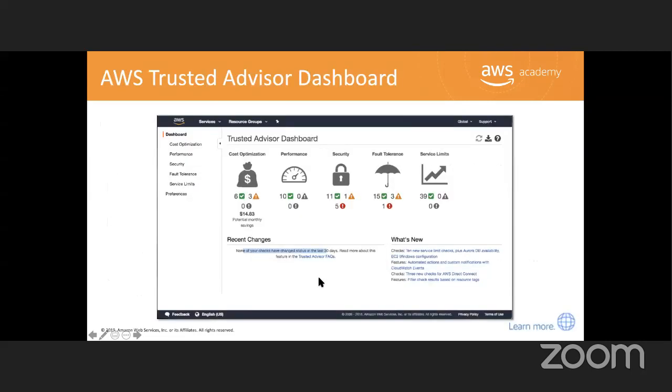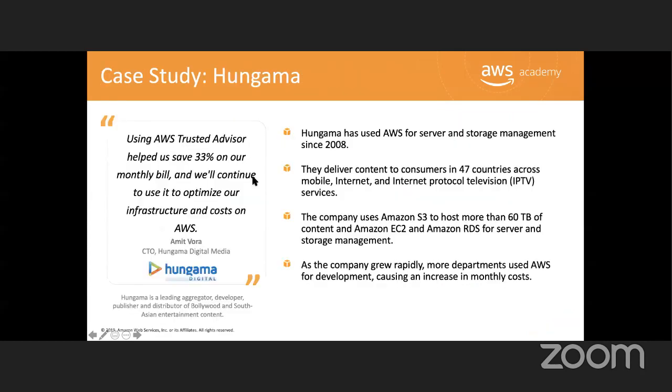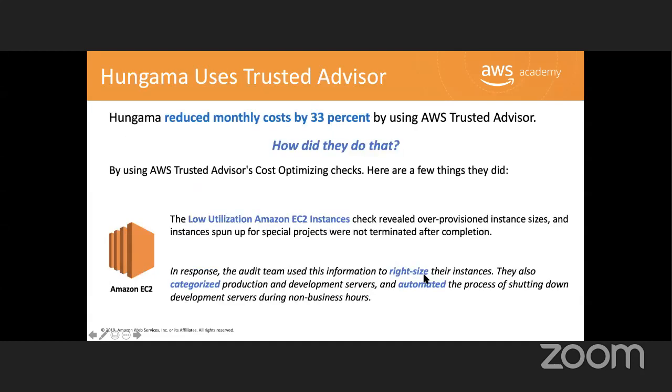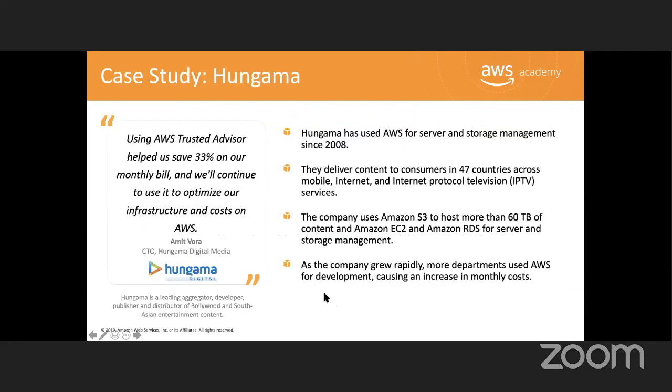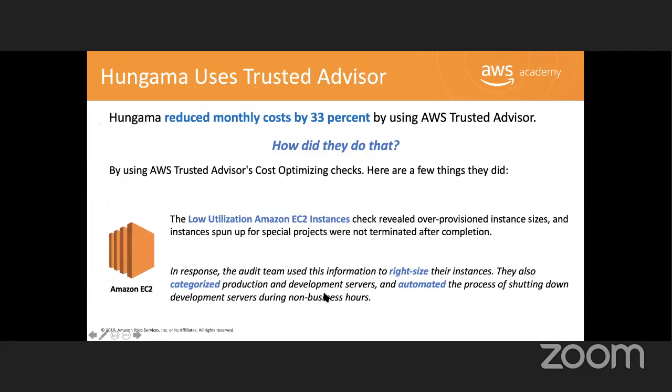Remember when we studied cost optimization with Trusted Advisor, that one of the points that we saw is right size, choosing the right size? So they chose the right size for their instances, and they automated the process during business hours. So they scheduled their servers to be running, let's say from 9 to 5, and then they stopped them after 5 until 9 the next day, right?